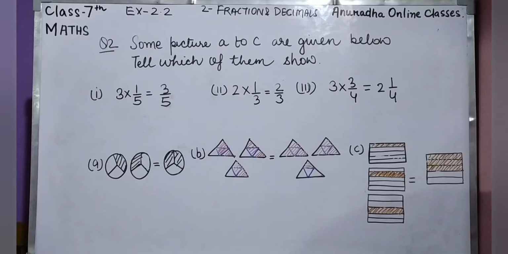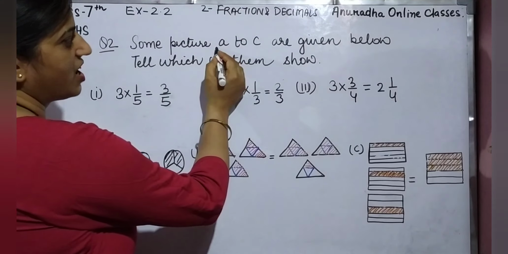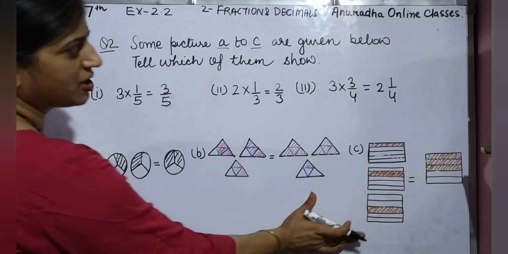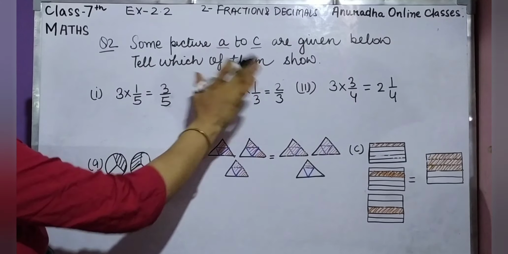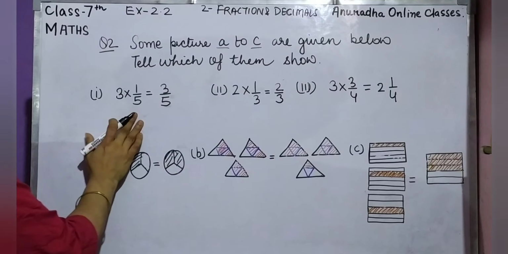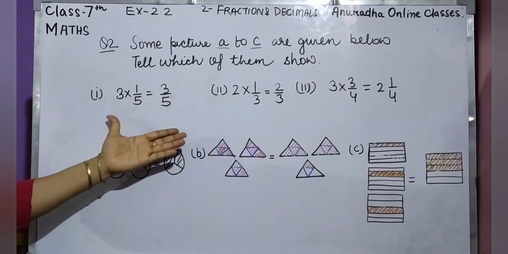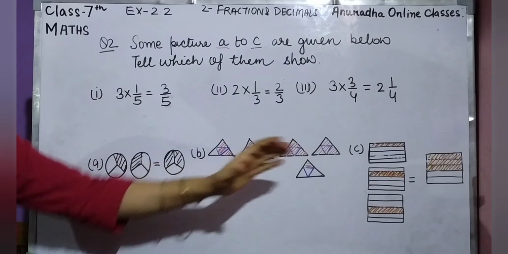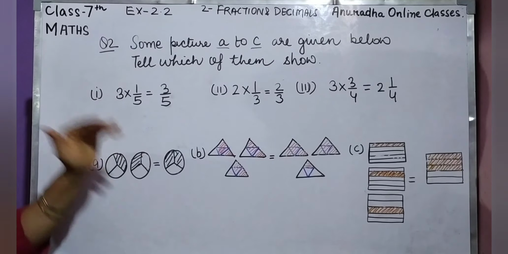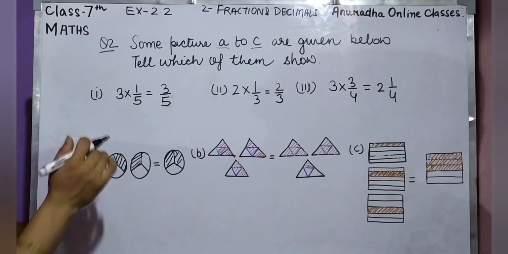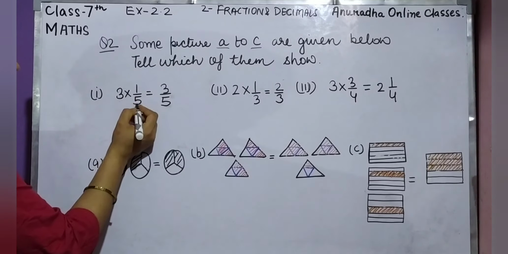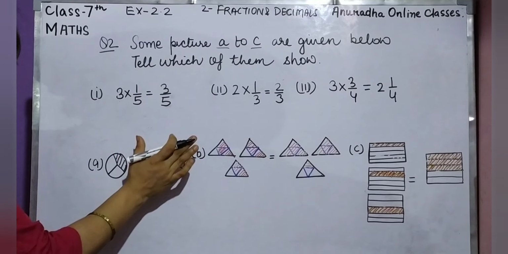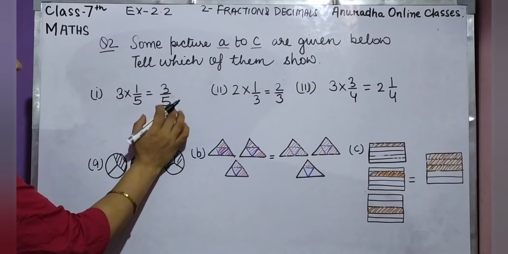Let us come to question number 2, that is some picture, that is A to C, means A, B and C. These are the pictures. These are given below. Tell which of them show. आपको ऊपर जो है, above I have given the fractions. Okay. These fractions are represented by these figures. अब कौन सी figure किसको represent कर रहा है, that you have to tell. See what is written. 3 into 1 by 5 means 1 by 5 3 times. That is equal to, that also they have given 3 ones are 3 upon 5.